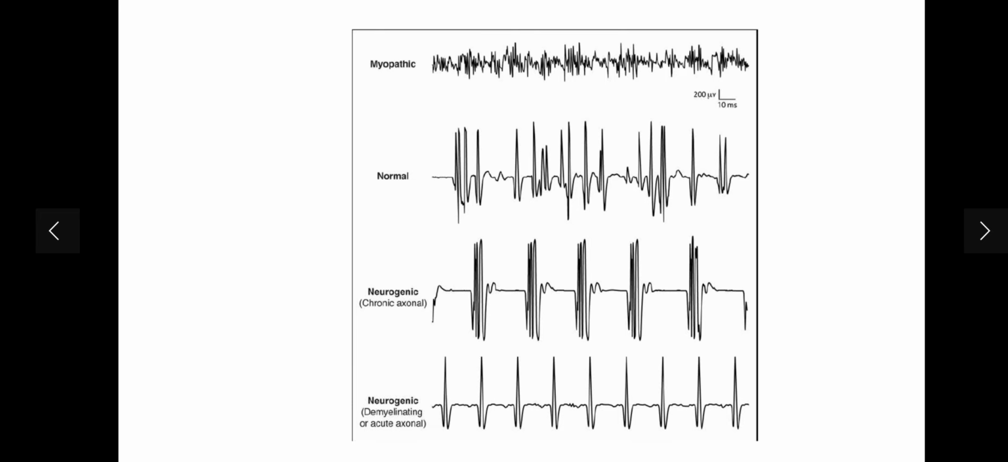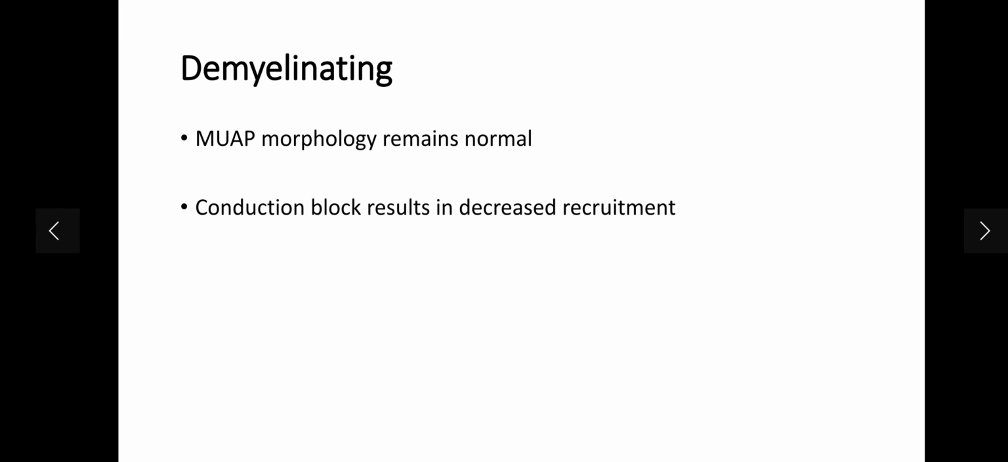And when you compare this with the bottom one, with the demyelination or acute axonal loss, you can see the morphology of the motor unit is still normal, but the recruitment is reduced because they are firing faster, but the number of motor units is decreased. The demyelinating is very similar to the axonal loss. You will see normal motor unit action potential morphology with reduced recruitment.